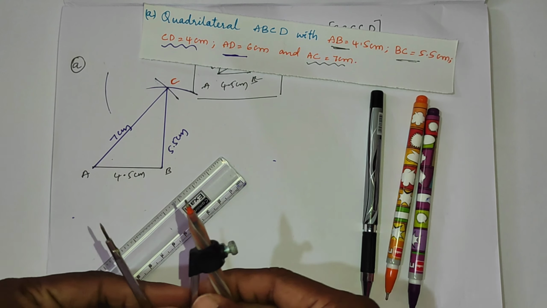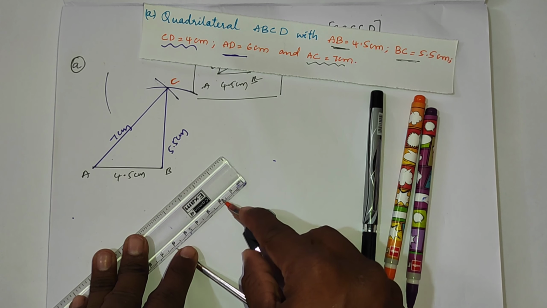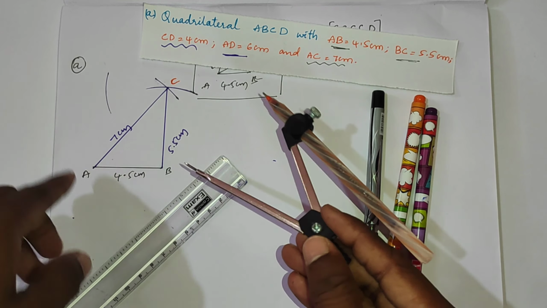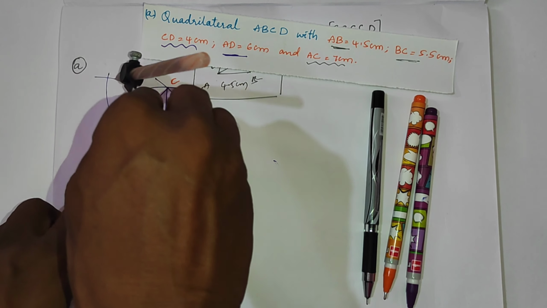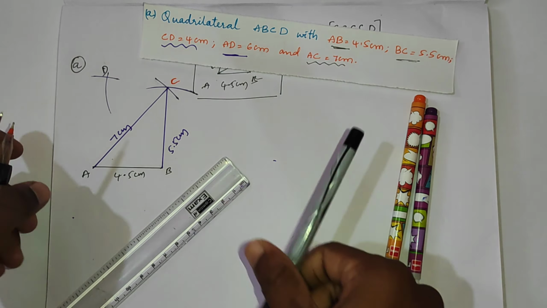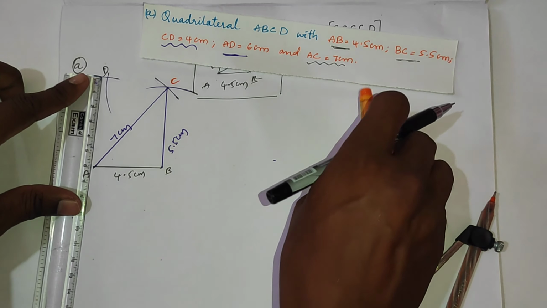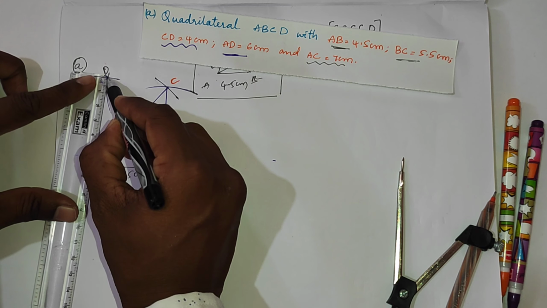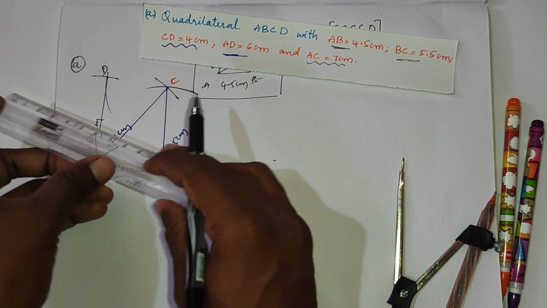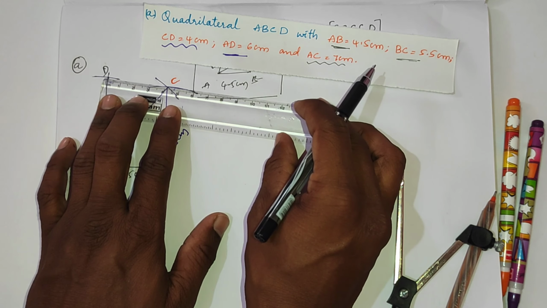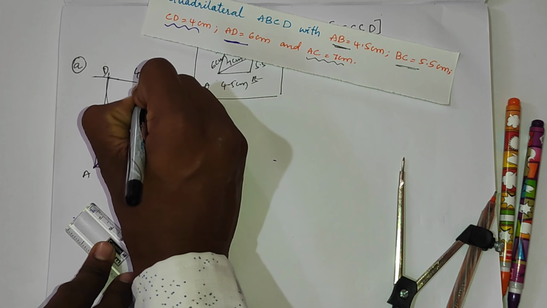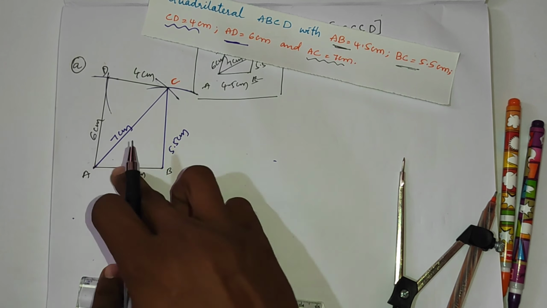Now the remaining is AD. The length of AD is 6 centimeters, so a 6 centimeters radius is considered. Now taking A as the center, I am cutting this arc. Yes, we got the intersecting point. Name this one as D. Now simply join A to D, which measures 6 centimeters, and join C to D, which is 4 centimeters. So this is the required quadrilateral ABCD.